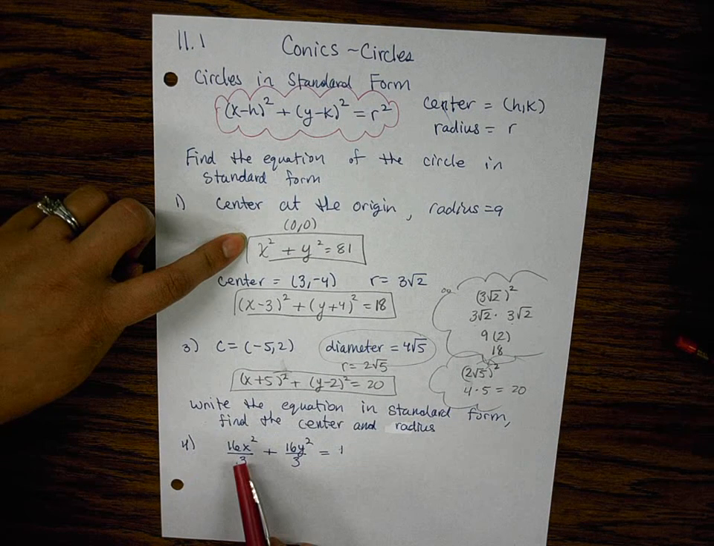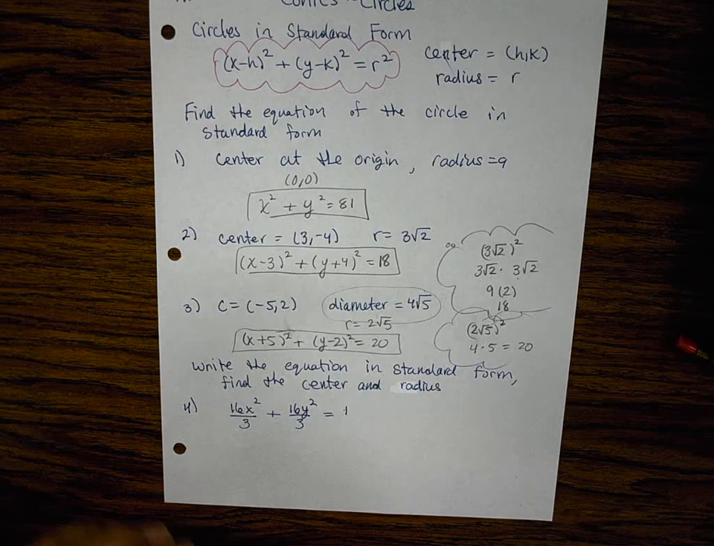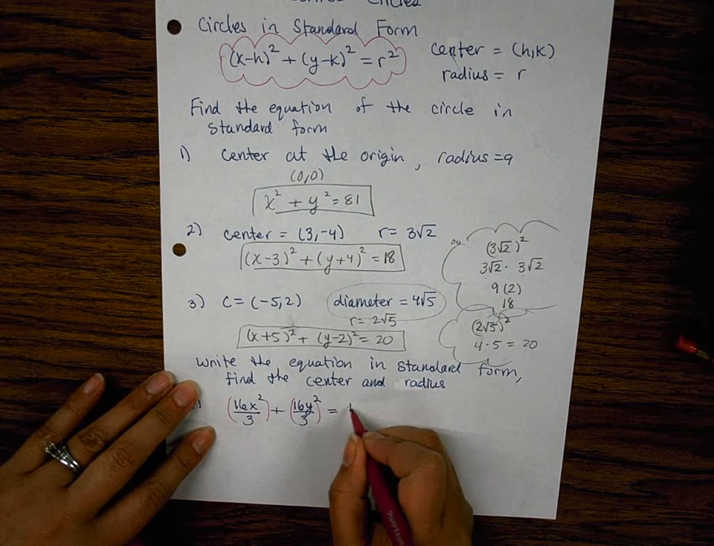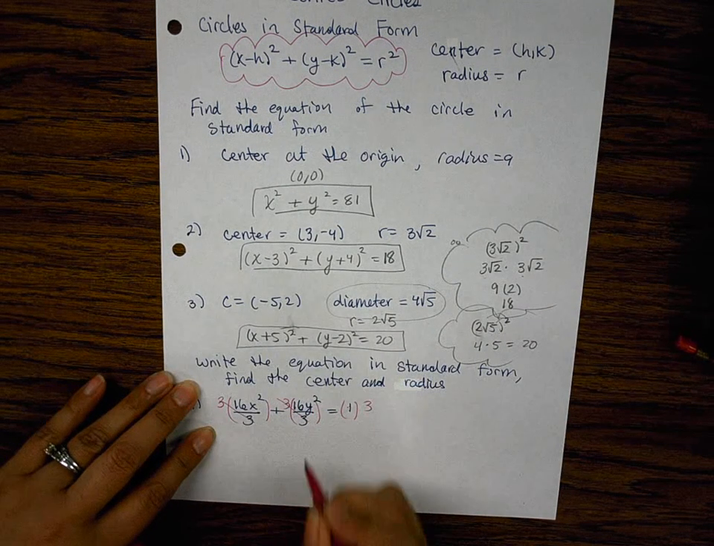Okay, I want to get it in this form up here. It's going to look pretty much like this one because there's no parentheses with the x or the y. So it's going to look like this in the end. So I'm going to clear by multiplying everything by 3.